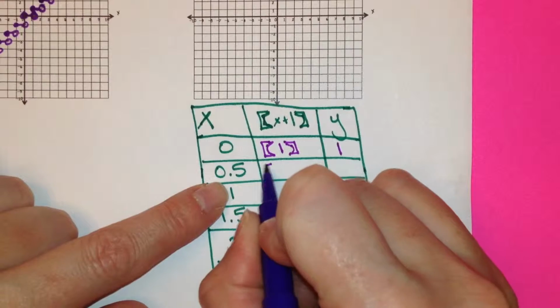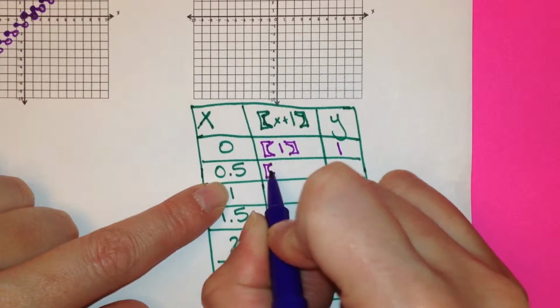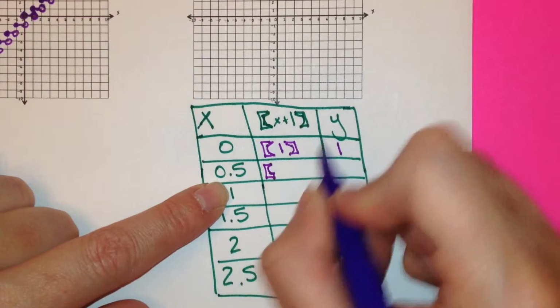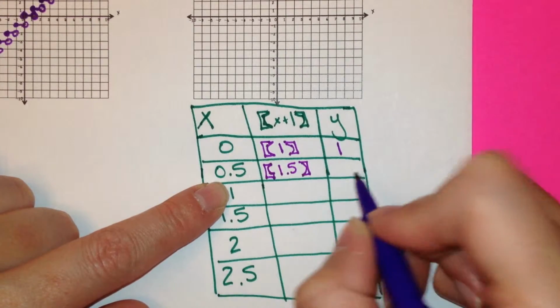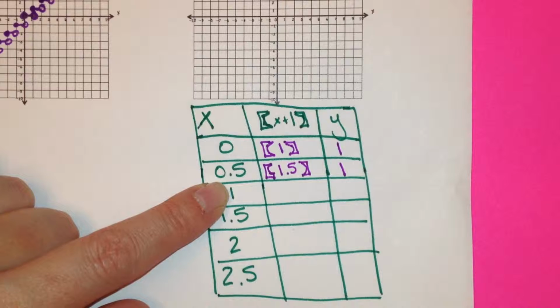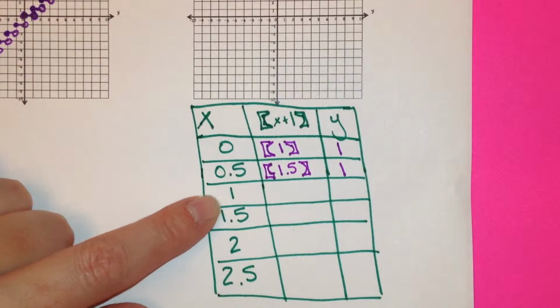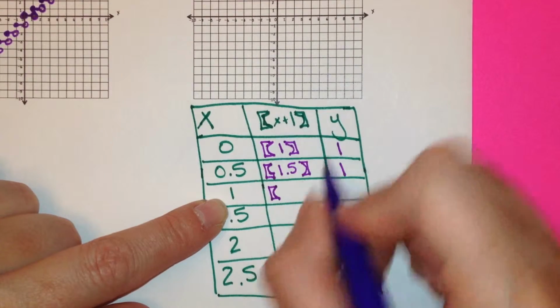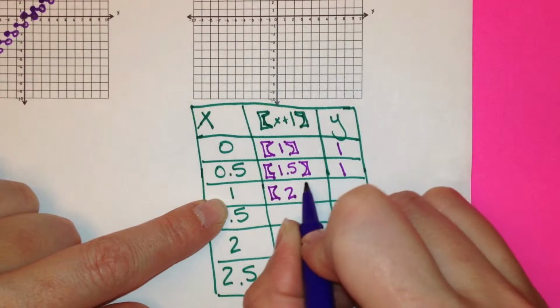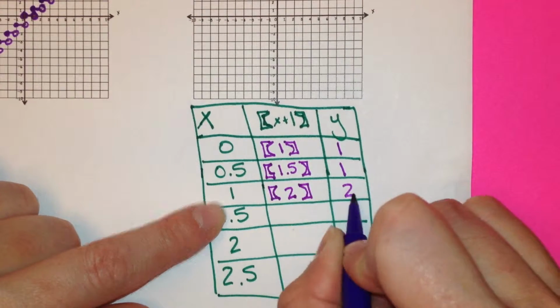Okay, now I'm going to plug in 0.5. So greatest integer, 0.5 plus 1 is 1.5. And the greatest integer of 1.5 is 1. Because remember, find the largest integer less than or equal to the value inside the bracket. All right, now plug in 1. 1 plus 1 is 2. Greatest integer of 2 is 2.